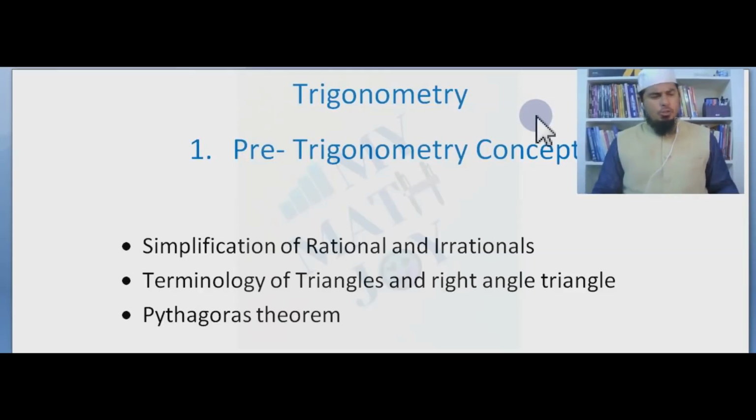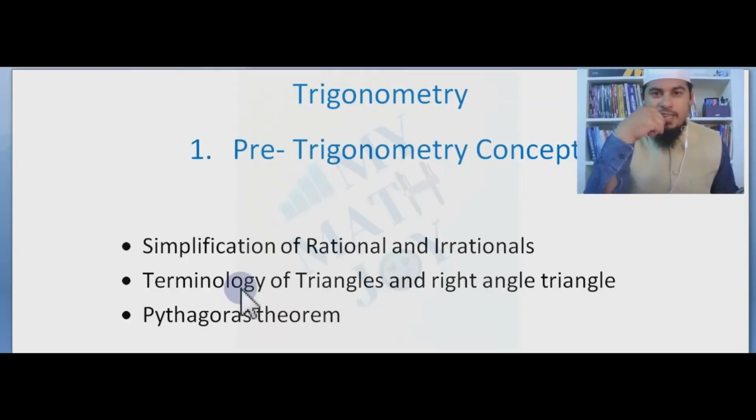So let us go directly to learn the concept. Here I have written some headings. Simplification of rationals and irrational numbers is very much needed, and we must understand the terminology of the right angle triangle and also the Pythagoras theorem. Let us take some questions for rationals and irrationals and get a little concept there itself. The practice questions are there. Please practice them and proceed.